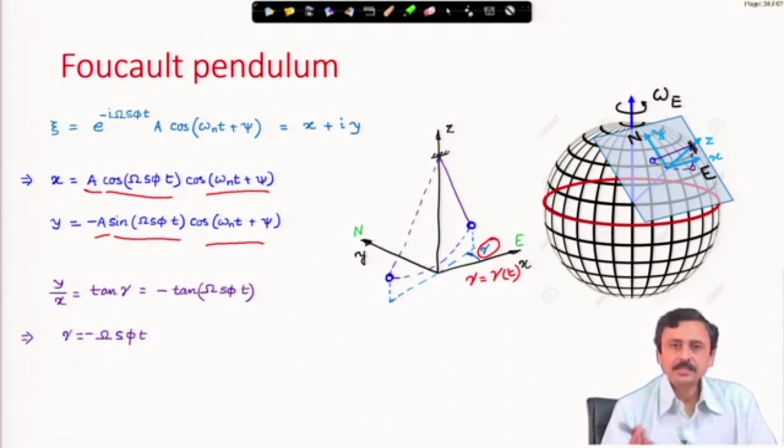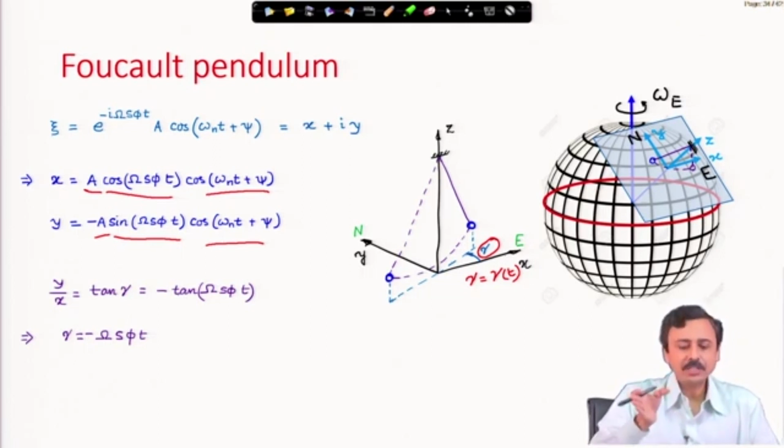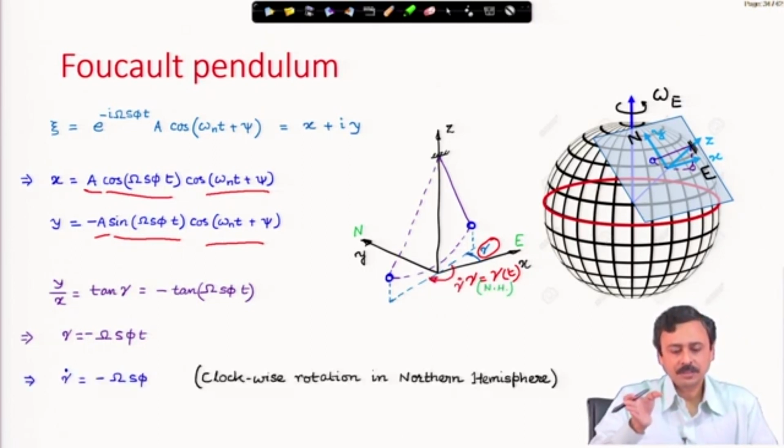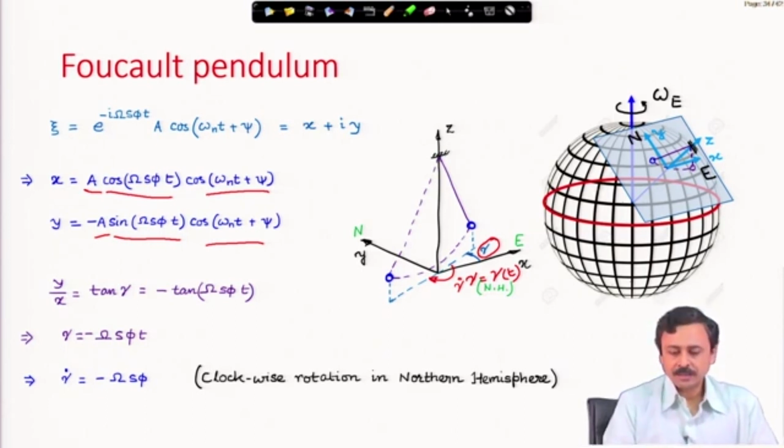Therefore, what we are calling the line of motion is no longer a fixed line, but its slope is gradually changing with time, and you can find out the rate of change of that slope. It is minus omega sin phi, and remember, this is nothing but the rotation of the earth at that location, perpendicular to the plane. This rotation comes with a negative sign, which means that if you look from the top, this rotation is clockwise.